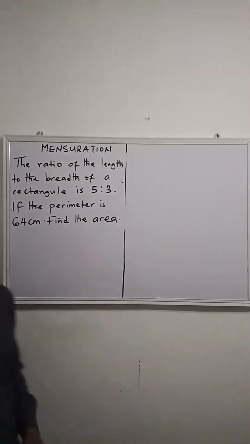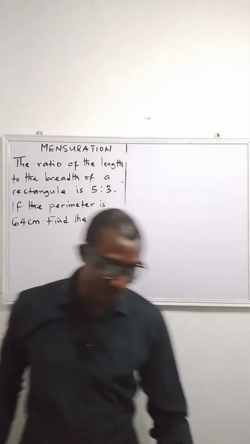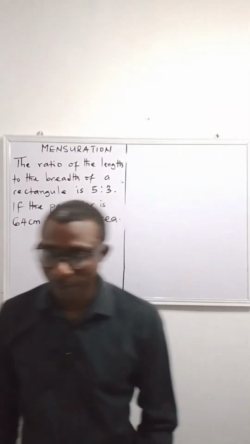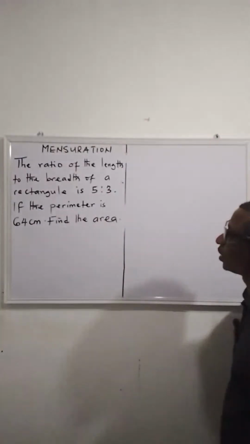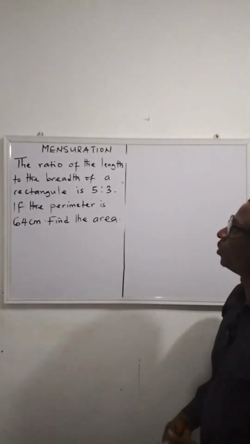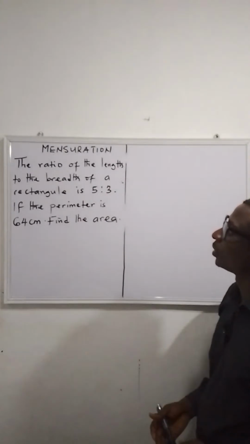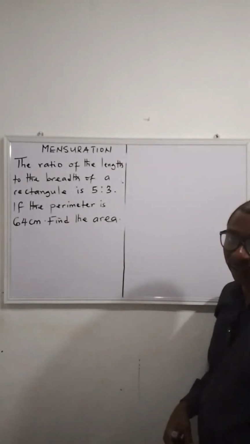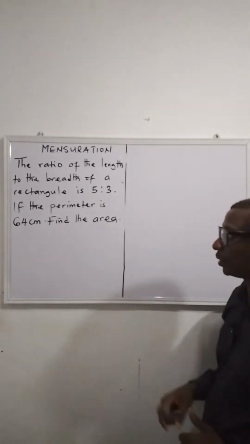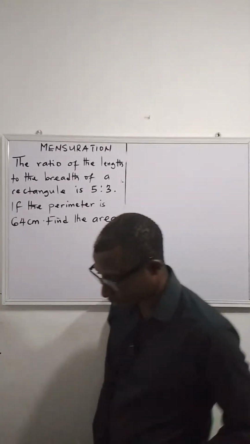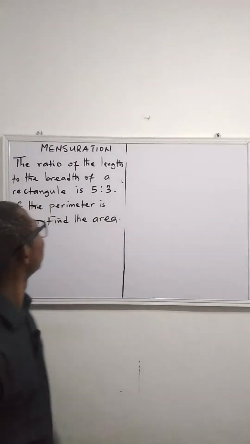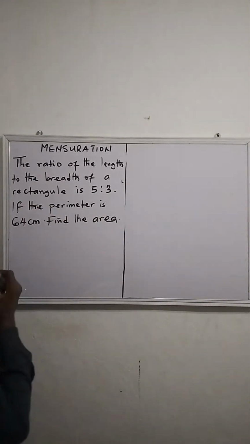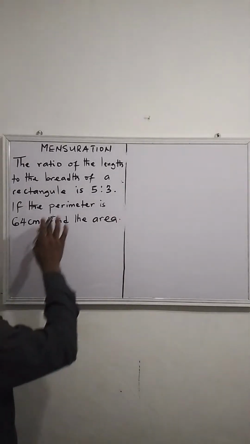All right, brilliant students. Okay, so can we look at the next question here? The question says the ratio of the length to the breadth of a rectangle is 5:3. So if the perimeter is 64 centimeter, find the area. How do we solve this?